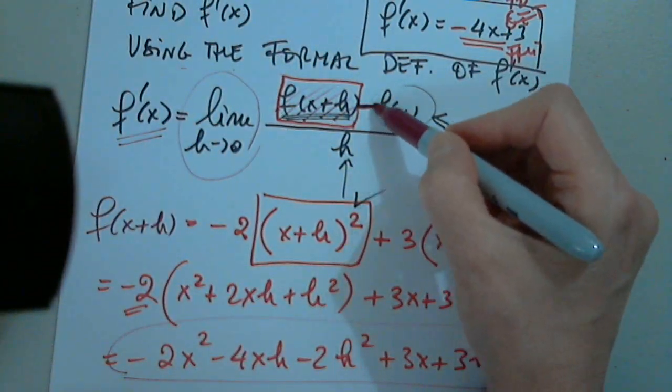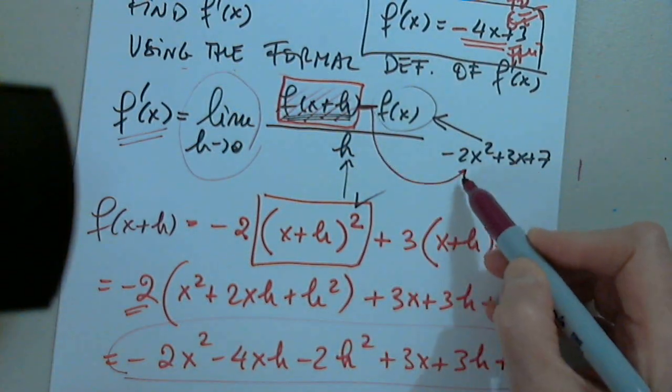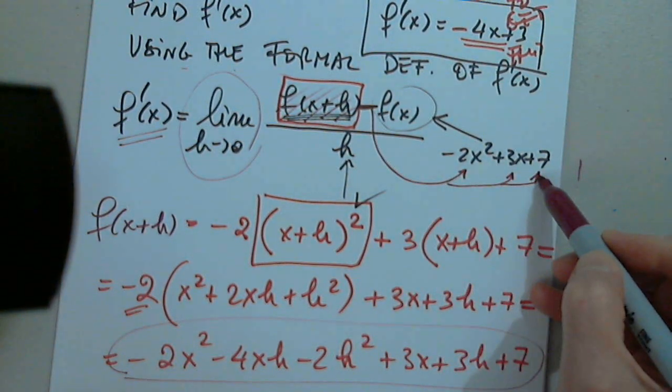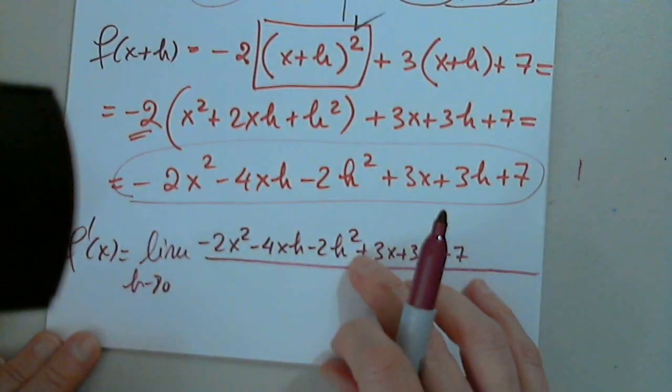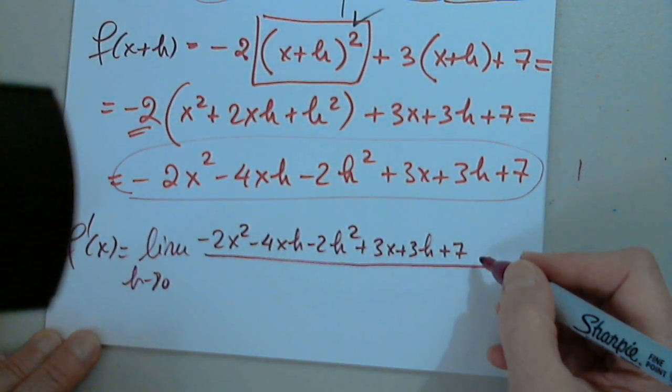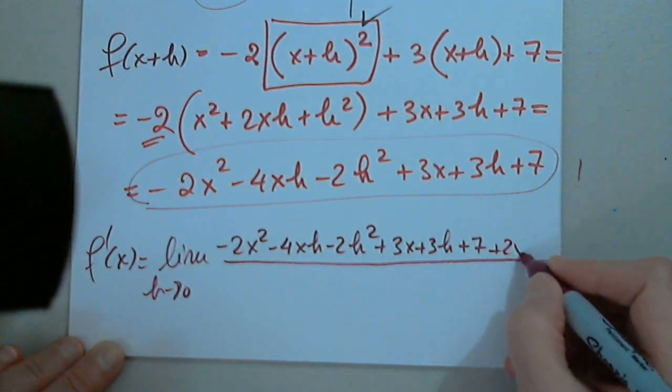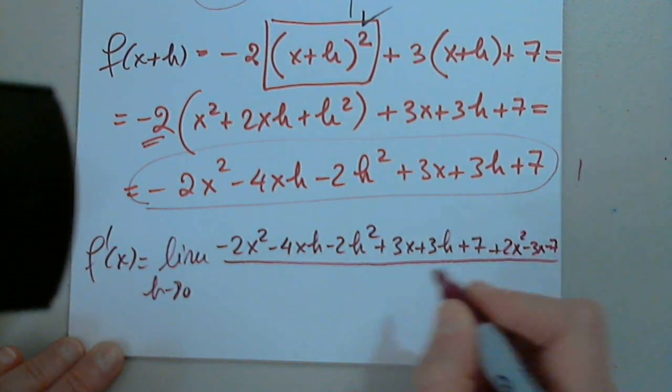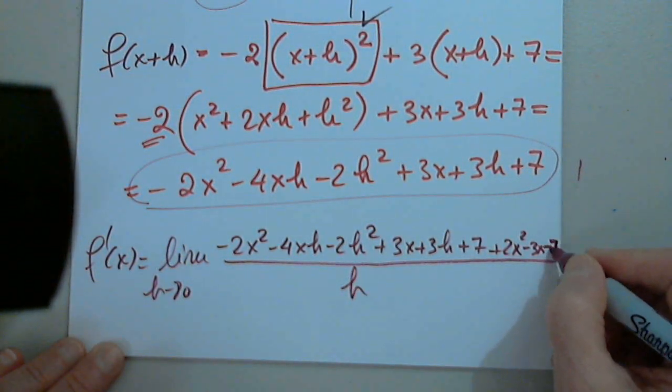Remember, there is a minus in front. This minus has to be distributed to all three terms. Can anyone tell us what to write? Plus 2x squared minus 3x minus 7, divided by h. Maybe I can make it here.